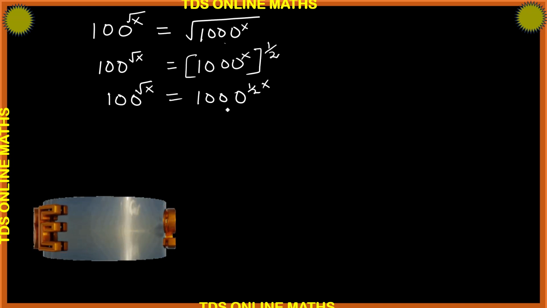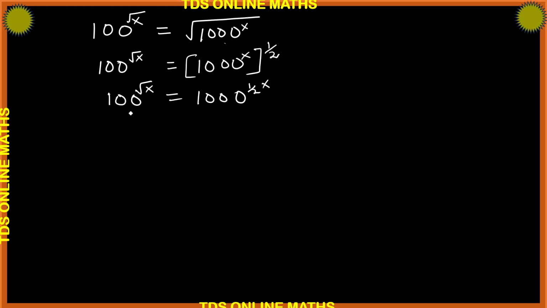Now let's make the bases equal. We know 100 is the same as 10 to the power 2, and 1000 is the same as 10 to the power 3, times half x. Sorry, this side is supposed to be 10 to the power 2 times the power here.